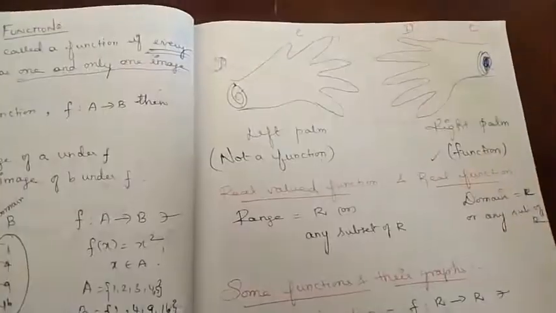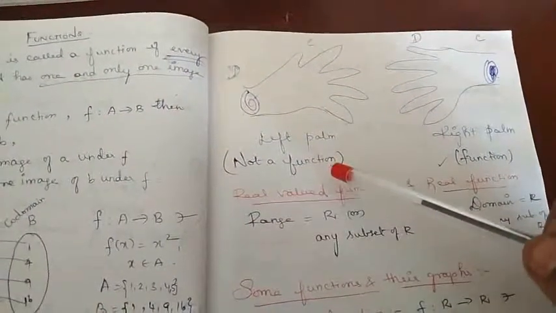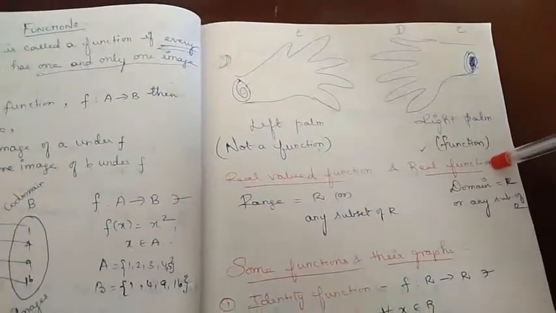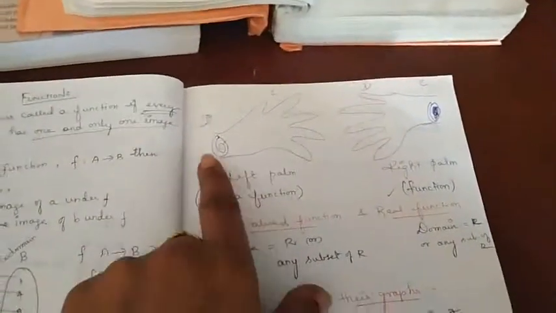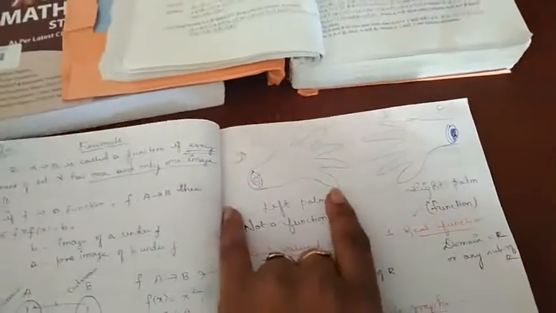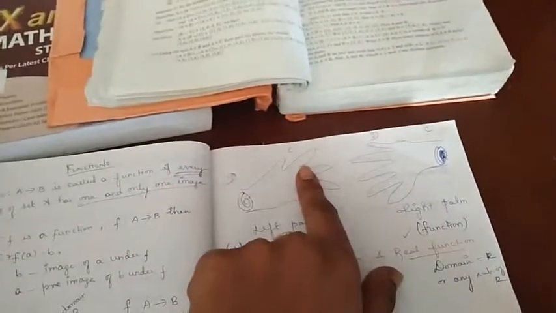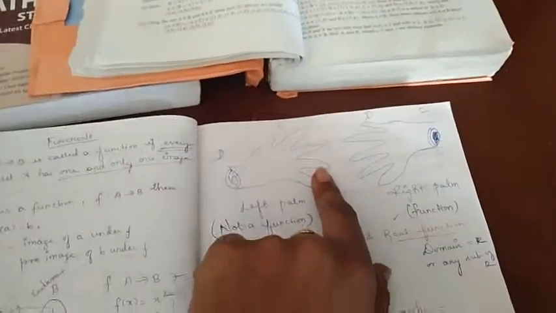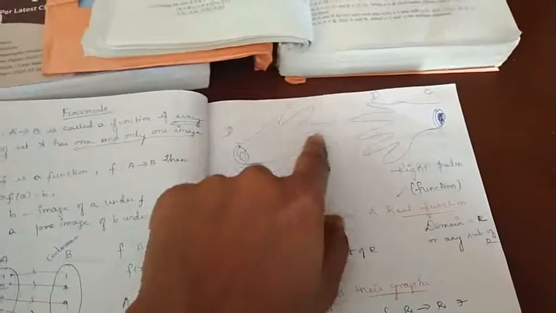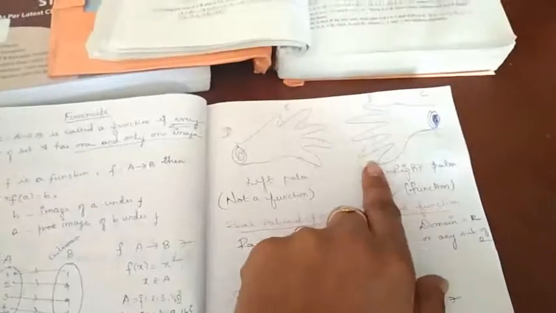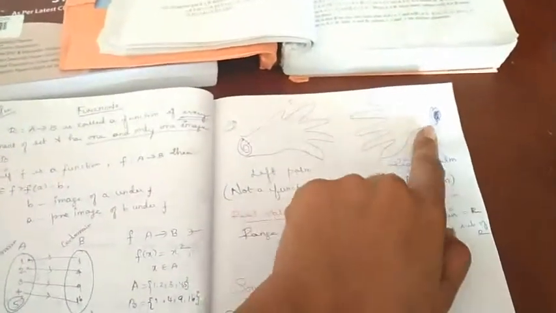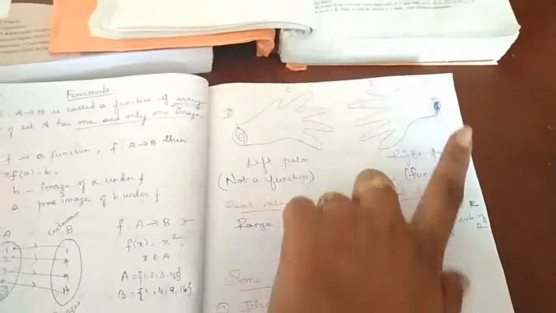So, I have given you a clue to remember. Your left palm is an example of not a function and your right palm is an example of a function. What is your left palm? If you take your left palm, it connects to 5 fingers. So this you should take as the domain and this you should take as the codomain. So an element in the domain cannot have 5 images. If that is the case, it is not a function. But 5 elements in A can have a single element as image. Then it is a function. So I gave you a clue to remember. Hope you people are recalling all these things.